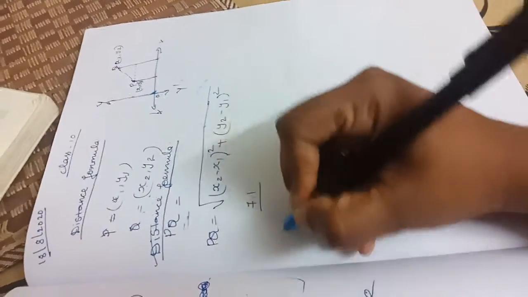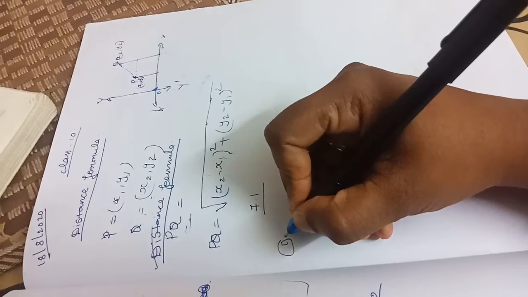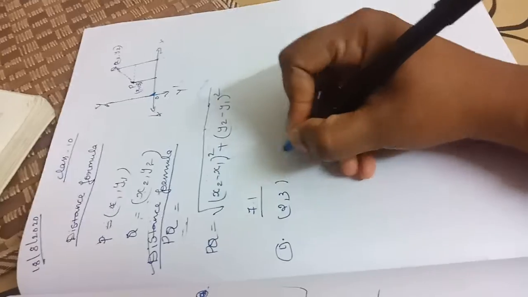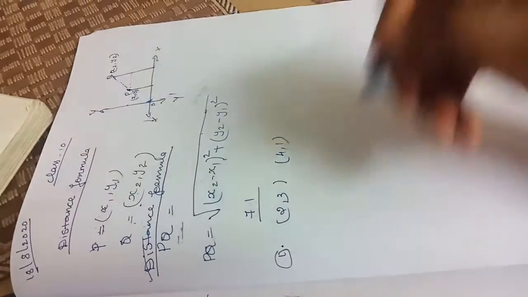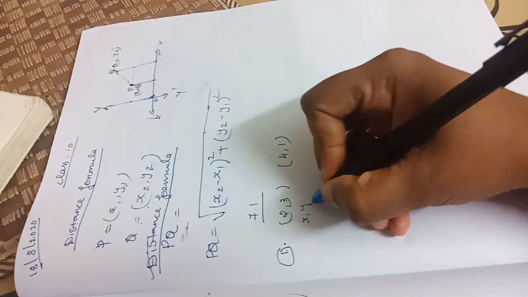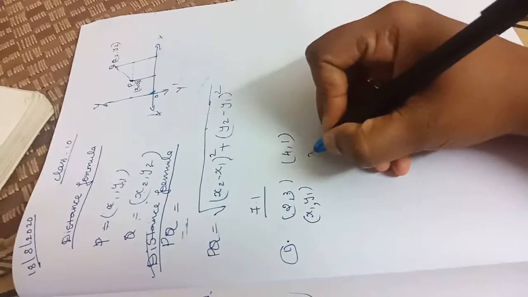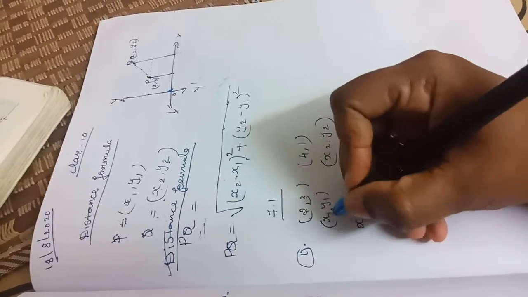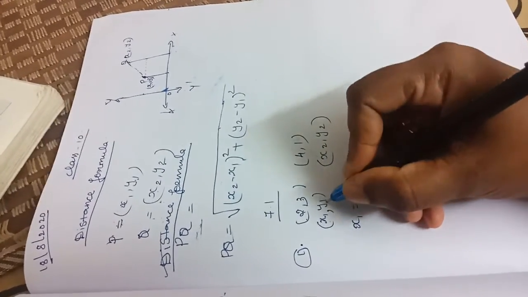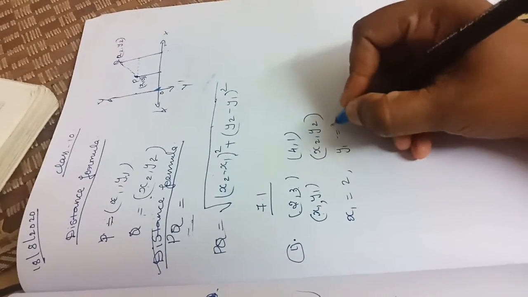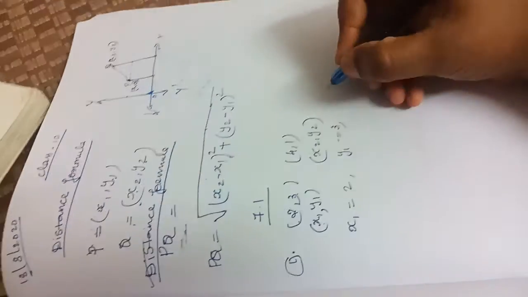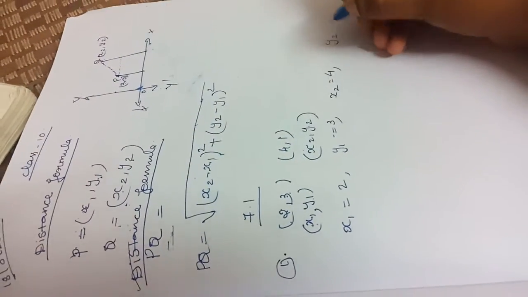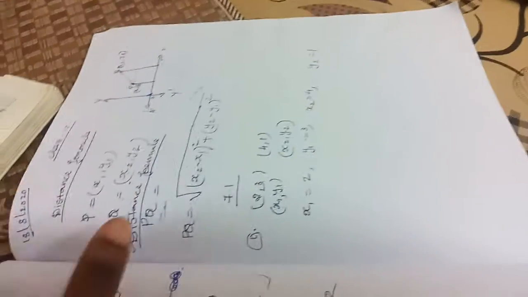So I am starting 7.1. First question, find the distance between the following pair of points. First one, 2 comma 3, 4 comma 1, which is given in the question. So the first point we denote as x1 y1, and the second as x2 y2. So we can write here x1 is equal to what here? Corresponding number 2. y1 is equal to 3. x2 is equal to 4. y2 is equal to 1. Okay. So I am going to apply the equation here.